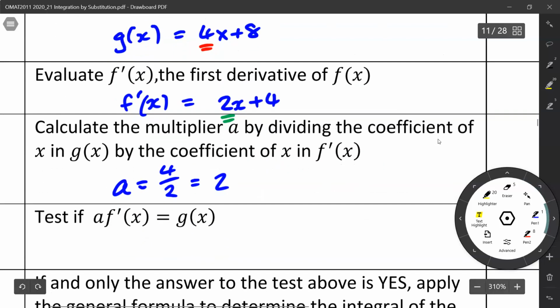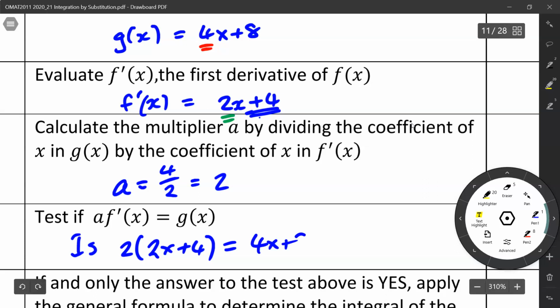Then the question is, is 2 times the first derivative, so this is my f prime x up here, equal to g at x? And that is asking, is 2 times 2x plus 4 equal to 4x plus 8? The answer is yes.